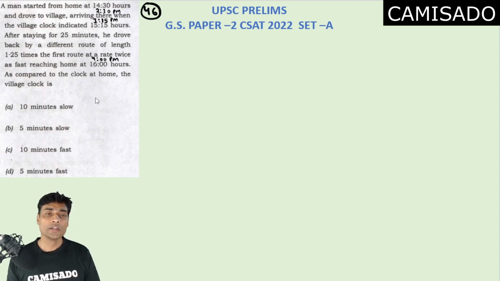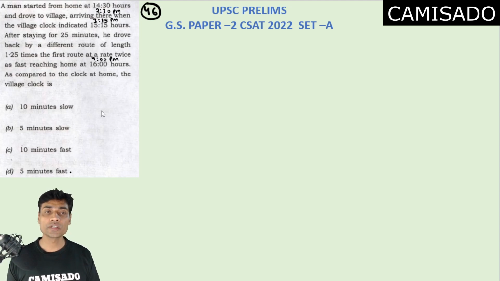So now this question is actually, if we go along a long method of calculating all the things, it will be better to go for an option. 4 options are given here: 10 minutes slow, 5 minutes slow, 10 minutes fast, 5 minutes fast. I will start with the last option.